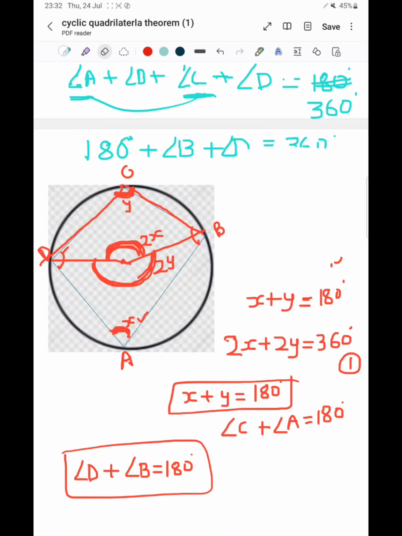Now we have already substituted the value 180 for angle A plus angle C. So what we are left with is that angle B plus angle D is equivalent to 360 minus 180, and that gives me 180. This way we prove the whole theorem.